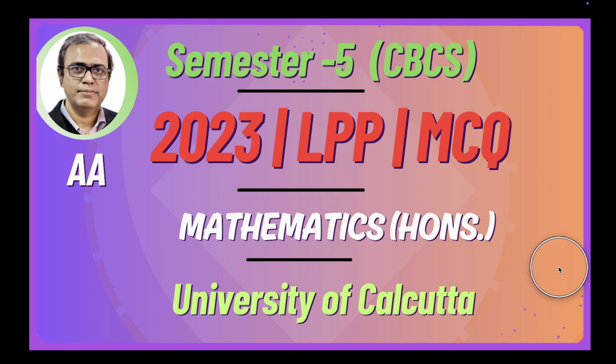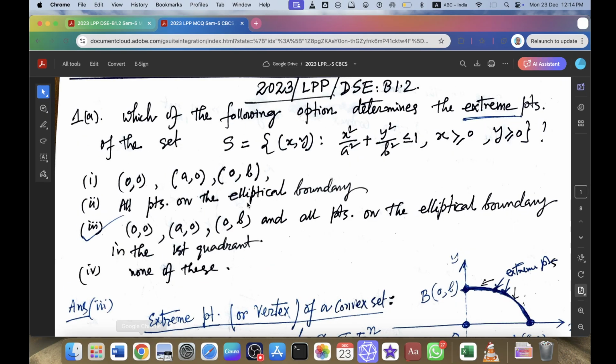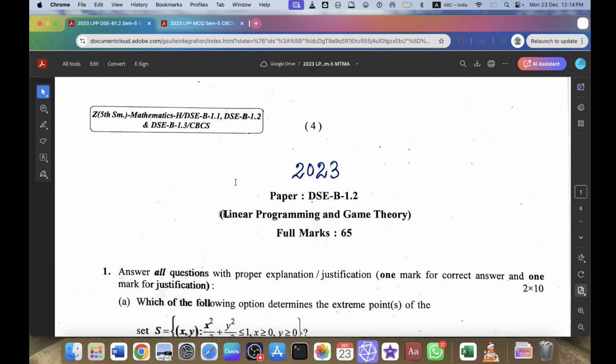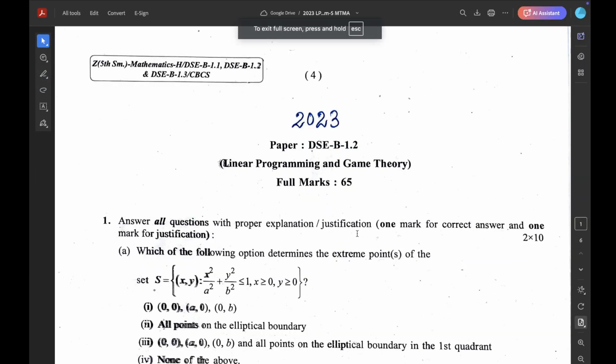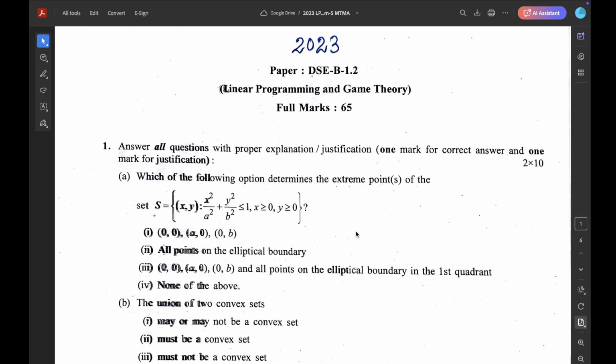Now we discuss MCQ 2023 Linear Programming Problem, Semester 5 CBCS Mathematics Honors, University of Calcutta. Question paper B.Sc B 1.2 Linear Programming and Game Theory 2023.